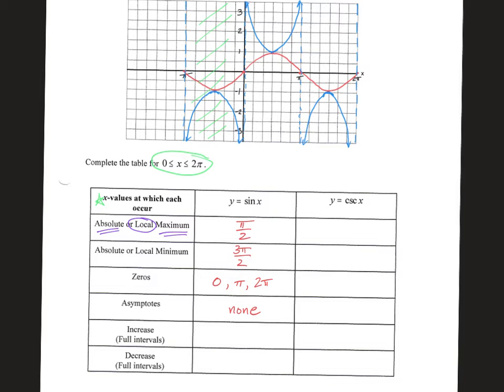What I'd like you to do now is to go through and fill in those same properties, but for your cosecant graph, for my blue graph. Okay, pause the video, go ahead, we'll see if we match up.